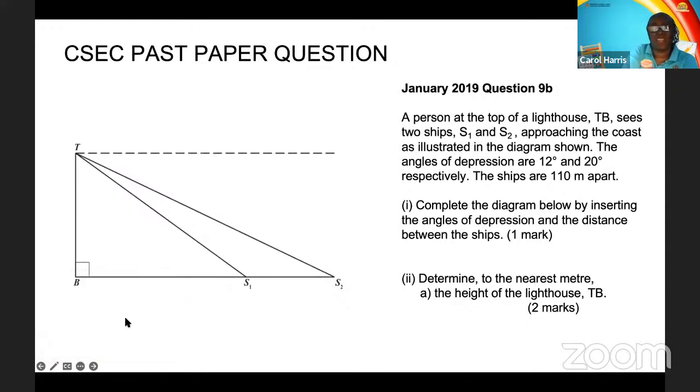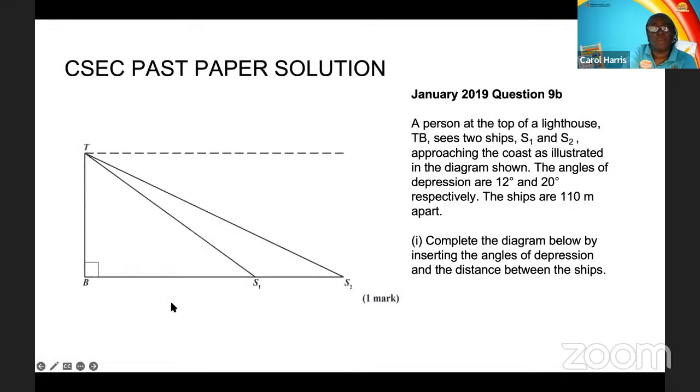Does this remind you of anything that we discussed earlier, by the way? Does this remind us of Olivia and our lighthouse at all? And so our question to you is, where would I put the 110 meters? We've shown where the 12 and the 20 are. Where would you put the 110?